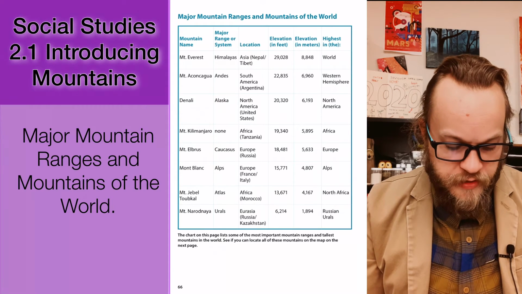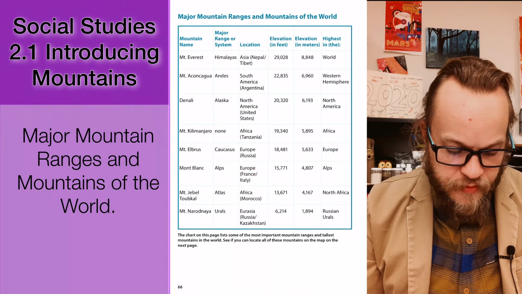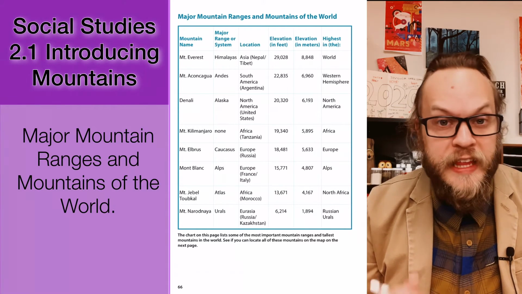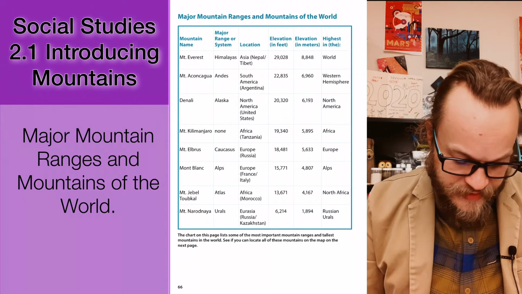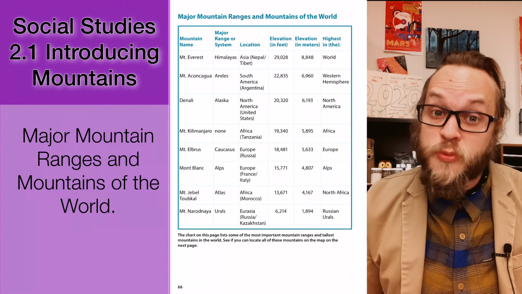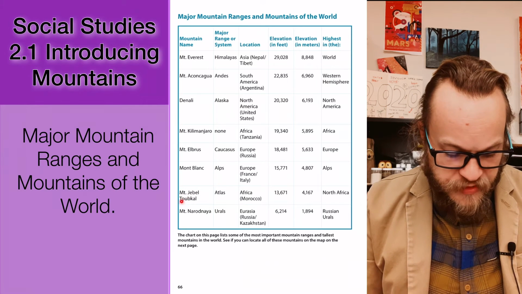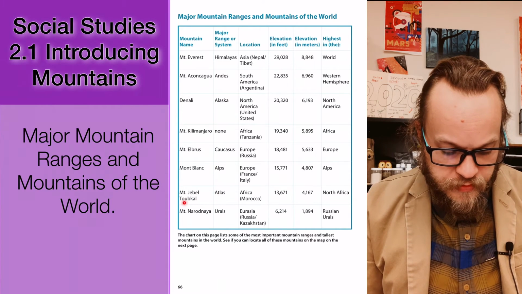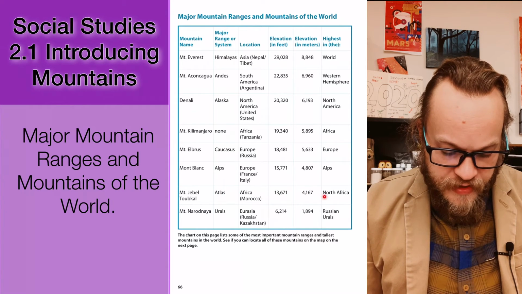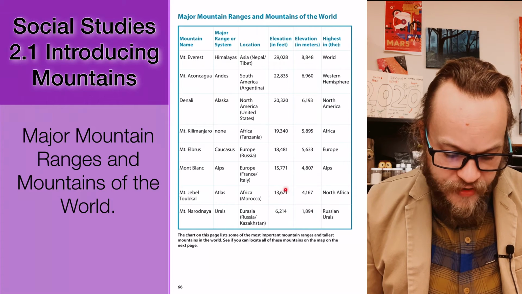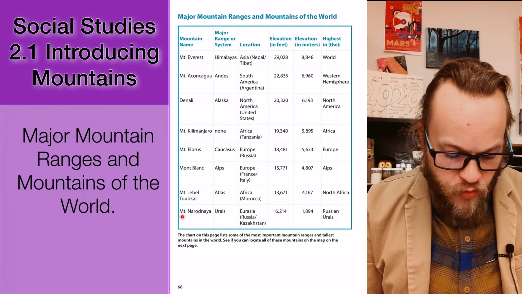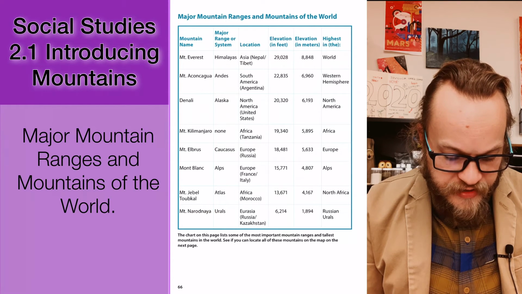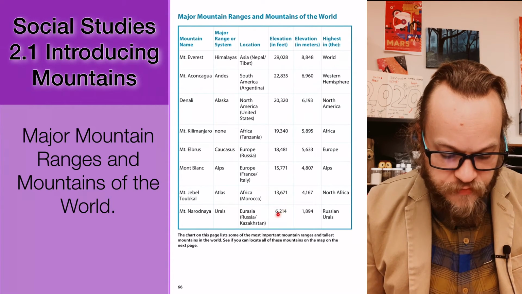Mont Blanc in the Alps, located in Europe, is the tallest mountain in the Alps, a famous mountain range north of Italy, south of France. It surrounds all of Switzerland. Mount Jebel Toubkal in the Atlas system is the tallest in North Africa at 13,000 feet. And the tallest mountain in the Urals is Mount Narodnaya at 6,214 feet.